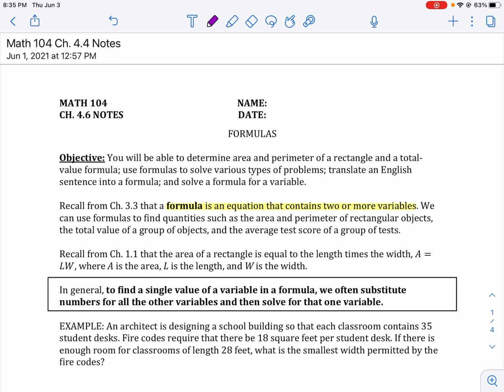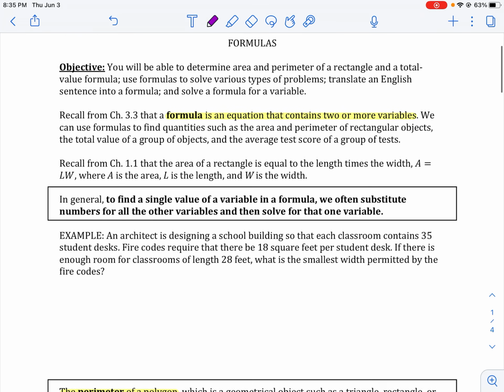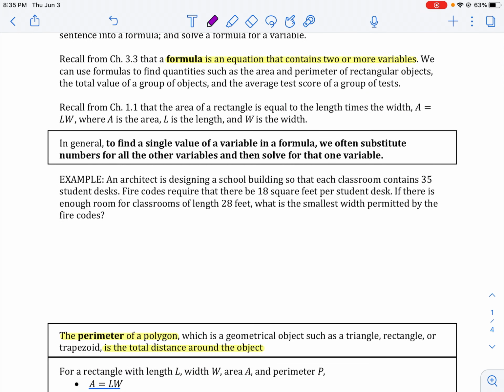Recall from chapter 1.1 that the area of a rectangle is equal to the length times the width. In other words, A equals L times W, where A is the area, L is the length, and W is the width. In general, to find a single value of a variable in a formula, we often substitute numbers for all the other variables and then solve for that single variable. Let's look at an example.